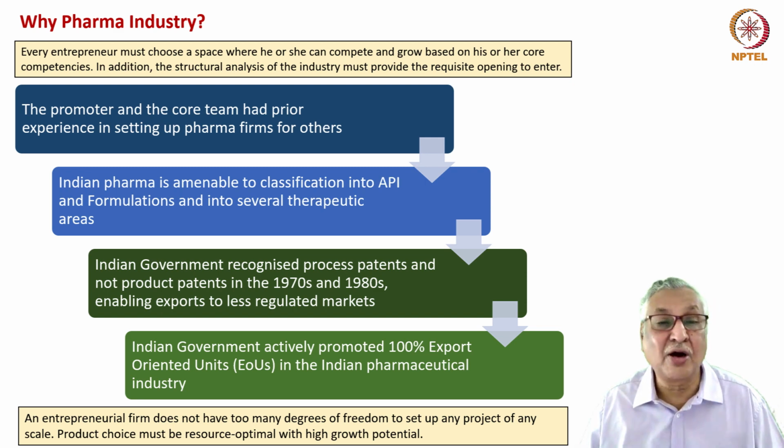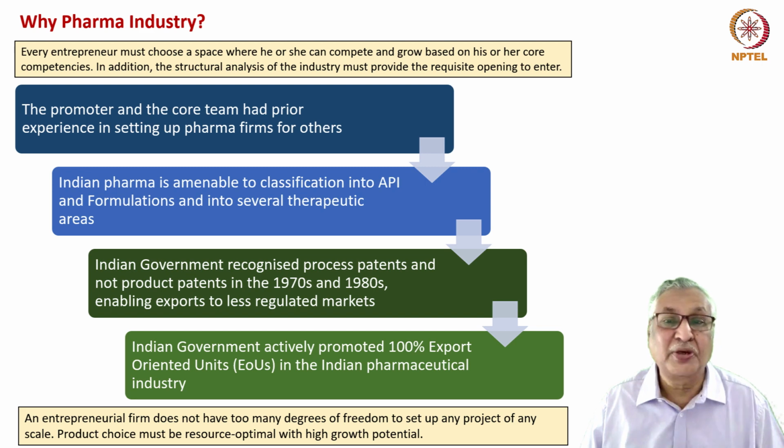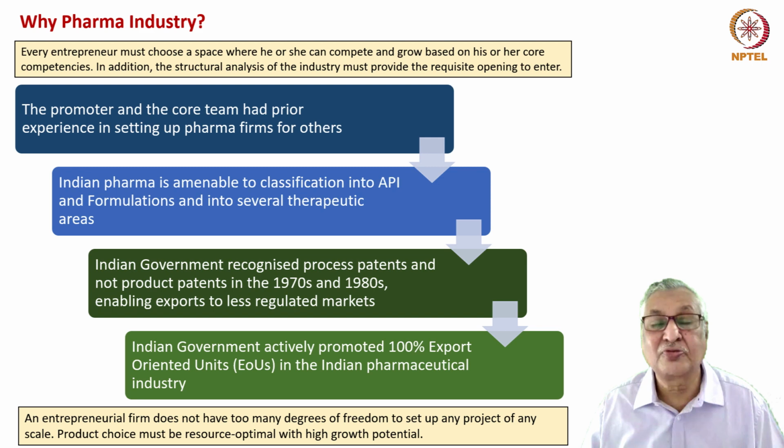Why did the entrepreneur choose pharma industry? Every entrepreneur must choose a space where he or she can compete and grow based on his or her core competencies. In addition, the structural analysis of the industry must provide the requisite opening to the entrepreneur to enter the market space. In this case, the promoter and the core team had prior experience in setting up pharma firms for others in India and abroad.